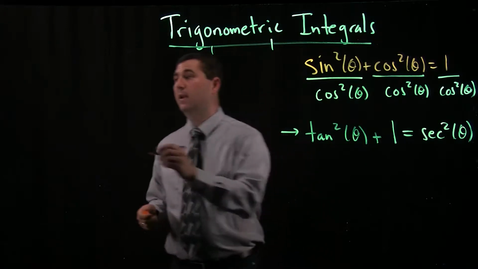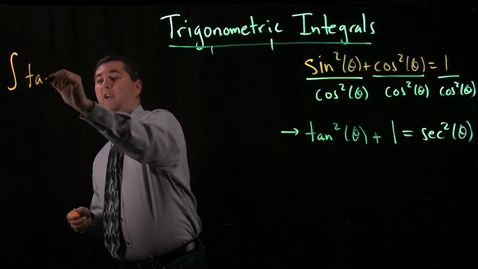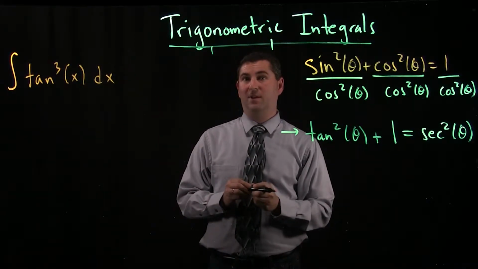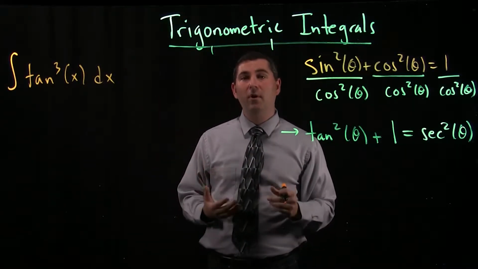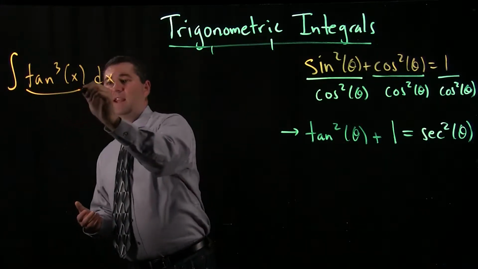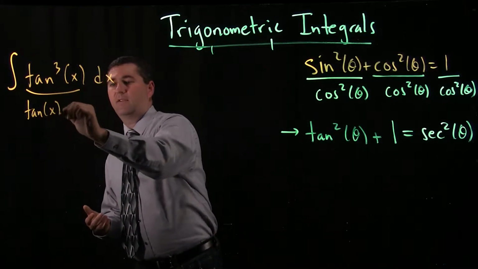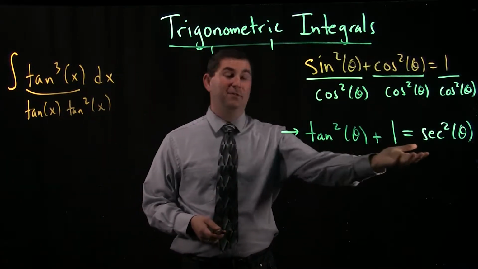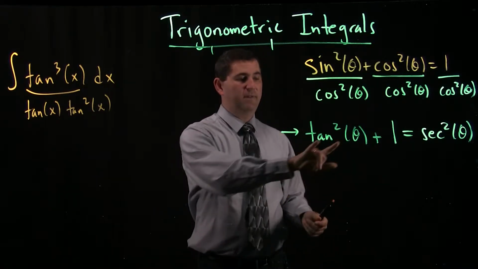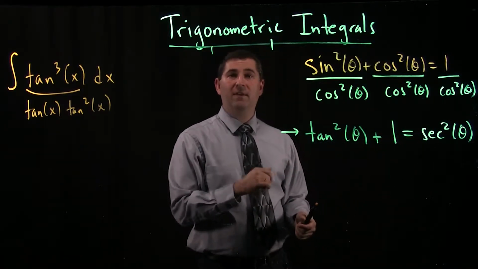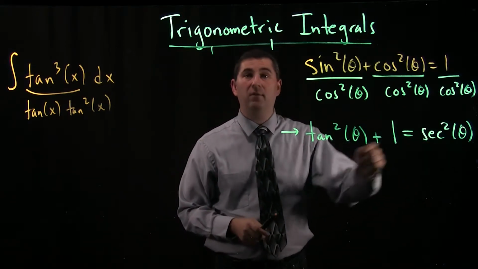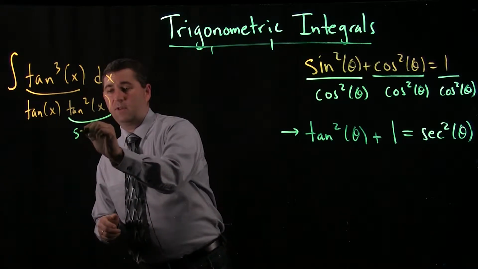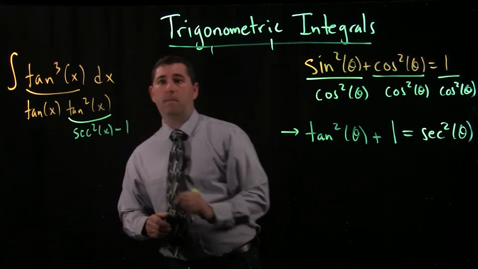Well, let's try one. Say we wanted, instead of cosine cubed, to find an antiderivative for tangent cubed. I play the same game as I did with cosine cubed. I'm going to rewrite this tangent cubed as tangent of x times tangent squared x. Why? Because I want to use this formula here. Now, if tangent squared plus 1 is secant squared, then I can rewrite tangent squared as secant squared minus 1. Okay, so we'll rewrite this bit. The tangent squared becomes secant squared minus 1.